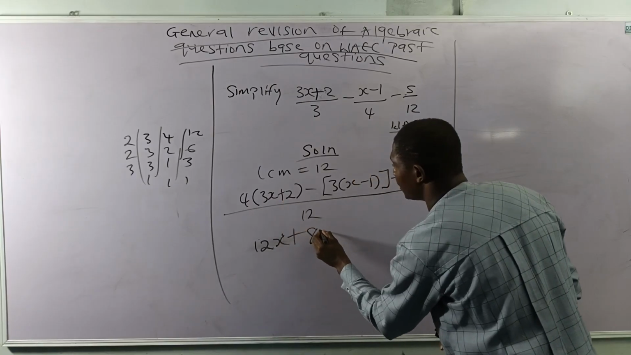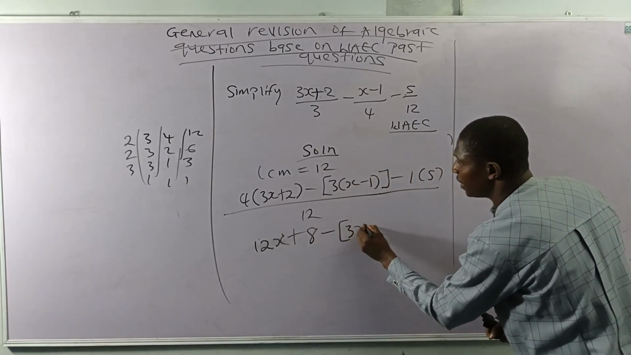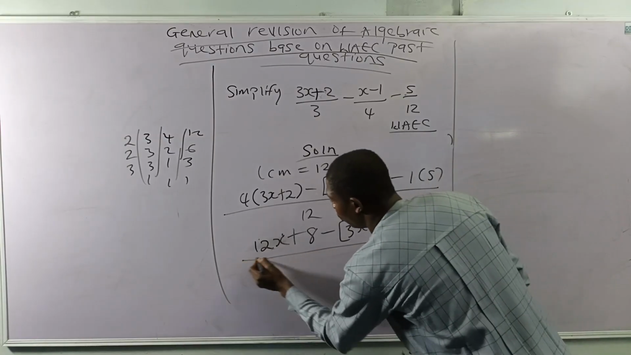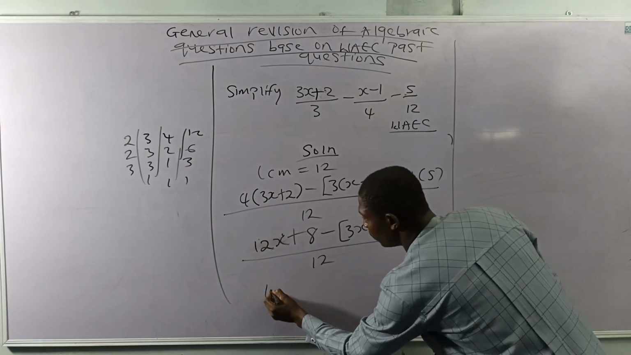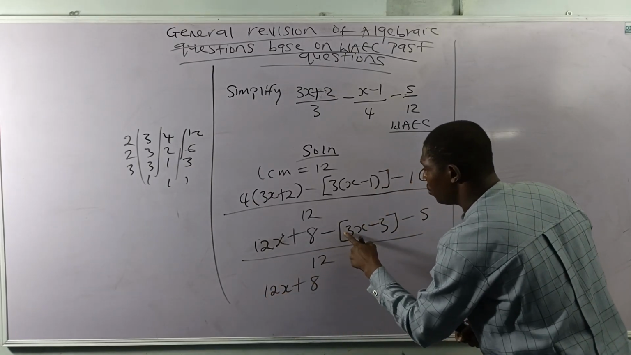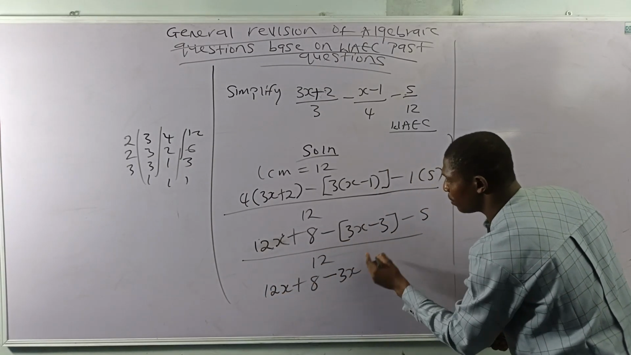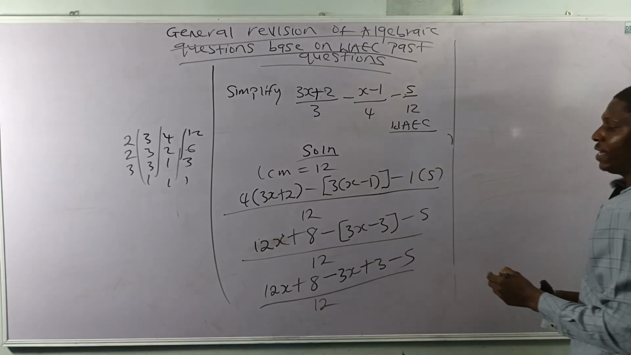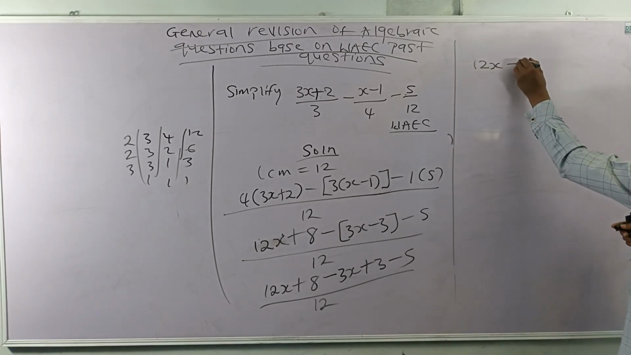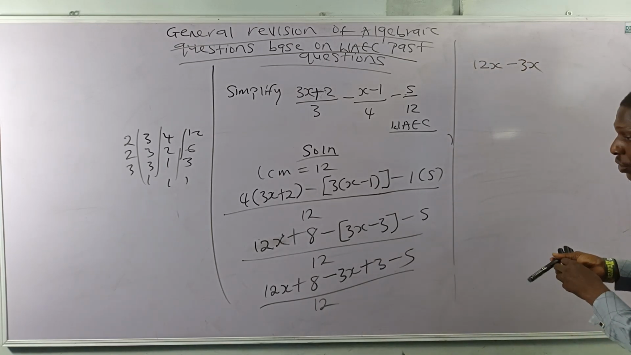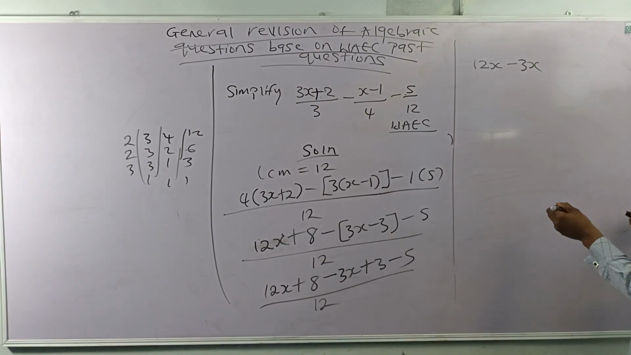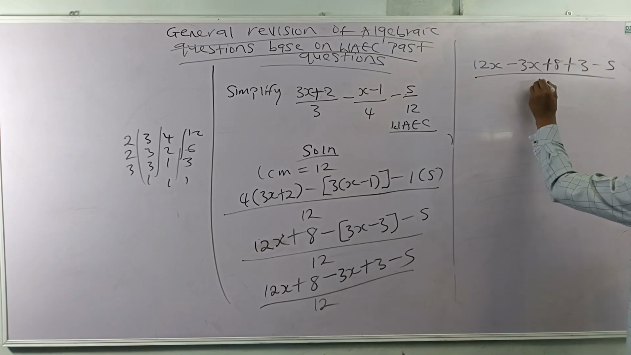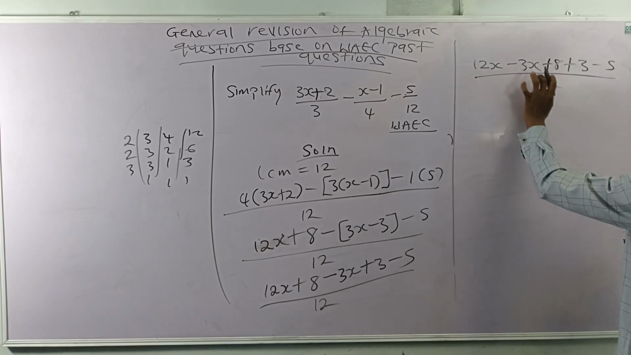Plus 4 times 2 is 8, minus 3 times x, 3x, minus 3 times 1, 3, minus 5, 1 times 5, 5, all over 12. Now this will give me 12x plus 8, minus plus is minus 3x, minus minus is plus 3. Minus 5. All over 12. And I'll have 12x minus 3x. Rearranging. Take note. Plus 8 plus 3 minus 5. All over 12.